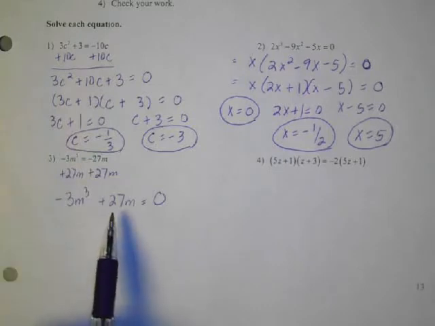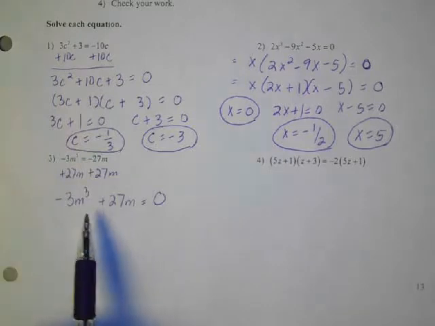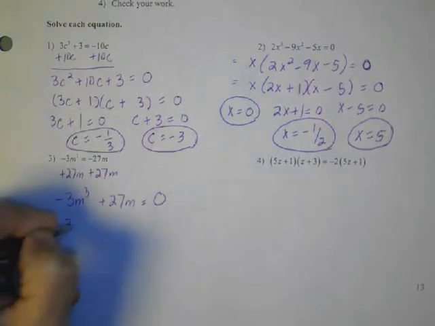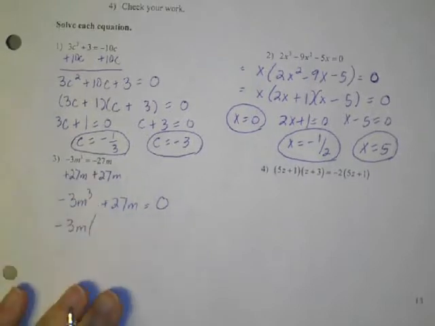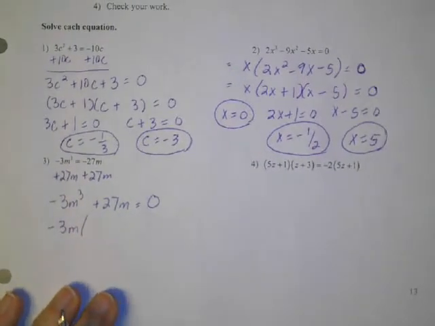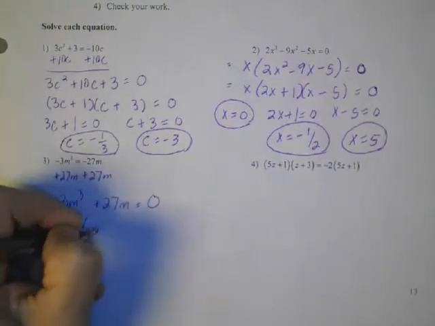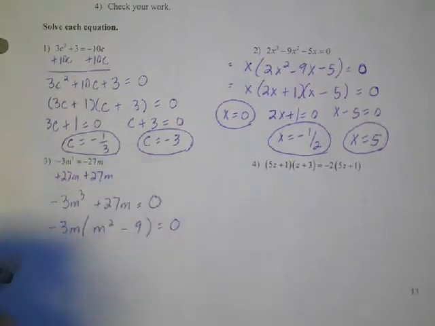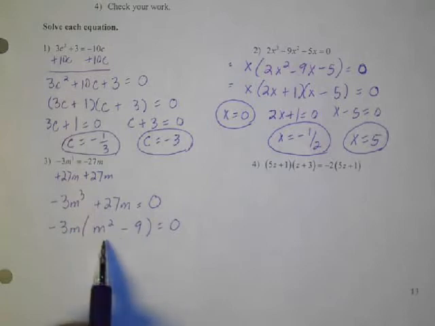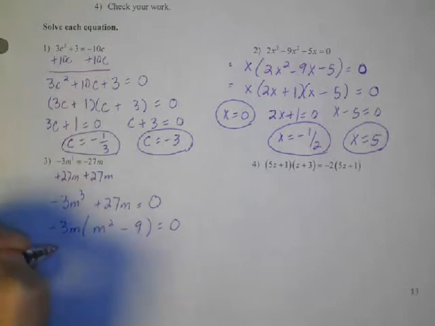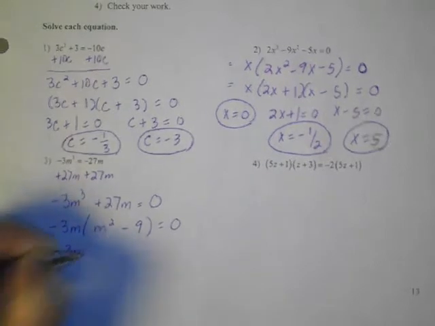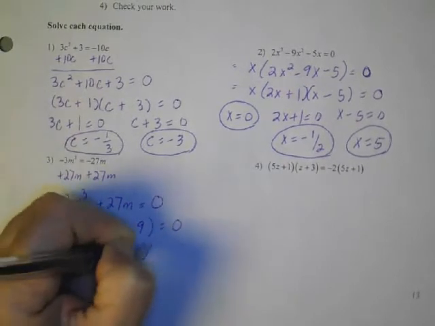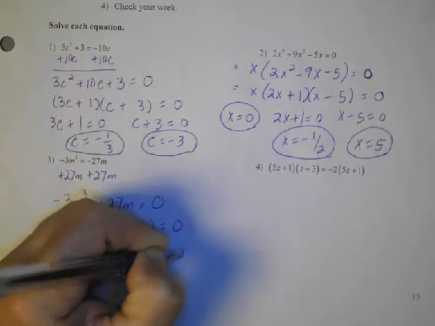To factor, I look for my greatest common factor. I see they share a negative 3m. When I take a negative out, remember you have to fix your sign. So I get m squared minus 9 equals 0. This is a difference of squares, so I'm going to keep factoring. Negative 3m times m plus 3 times m minus 3.